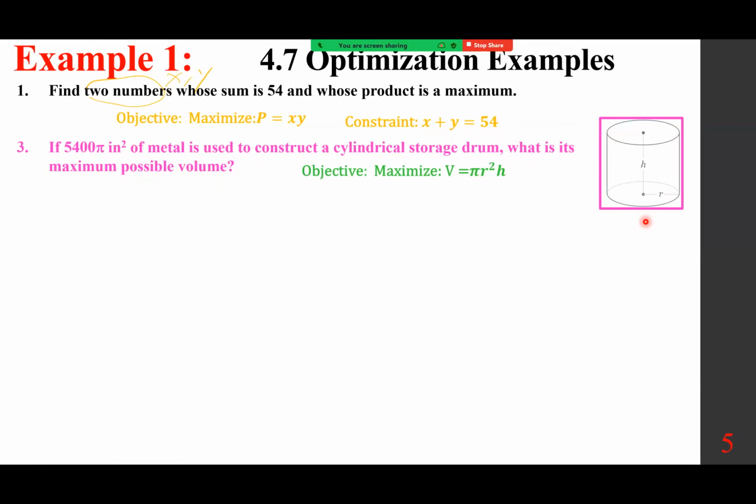And it's subject to the surface area because we want to look at the material, right? This much. The surface area would be the area of the bottom times 2, pi r squared times 2, is 2 pi r squared. And the surrounding, the circumference times the height, 2 pi r h, and that is 5400 pi. And you take it from there.